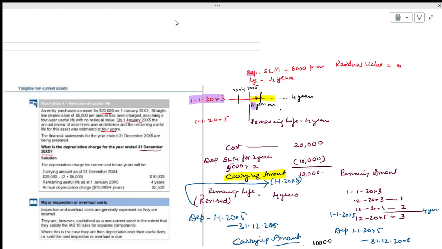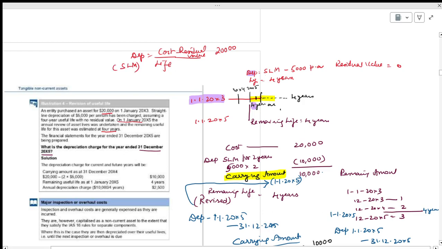Sorry, I have written it wrong. It has to be how much? It has to be 5,000. How did you get 5,000? 20,000. Is it right? The rule is there. Depreciation is equal to cost minus residual value divided by life. This is the formula for the straight line method. Now you don't have a residual value, so 0. Life is how much? 4 years. So we get depreciation of 5,000. Okay. Now everything is going fine.